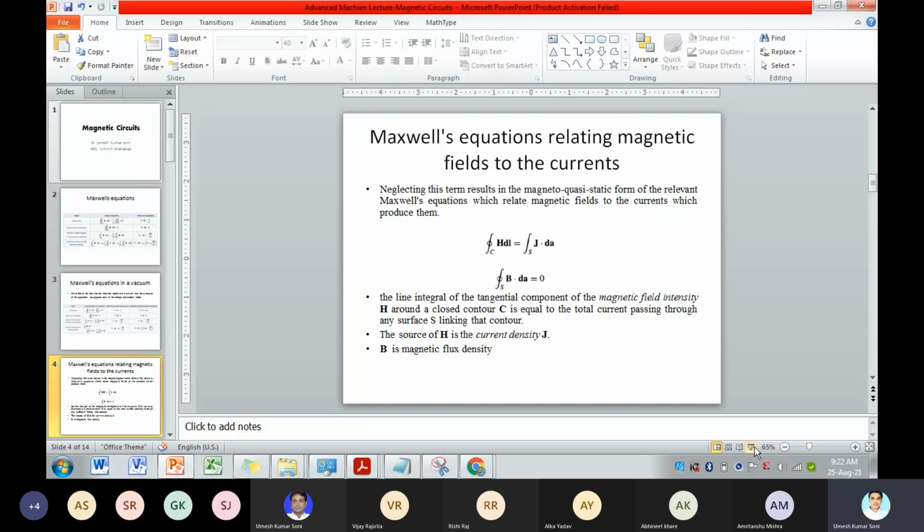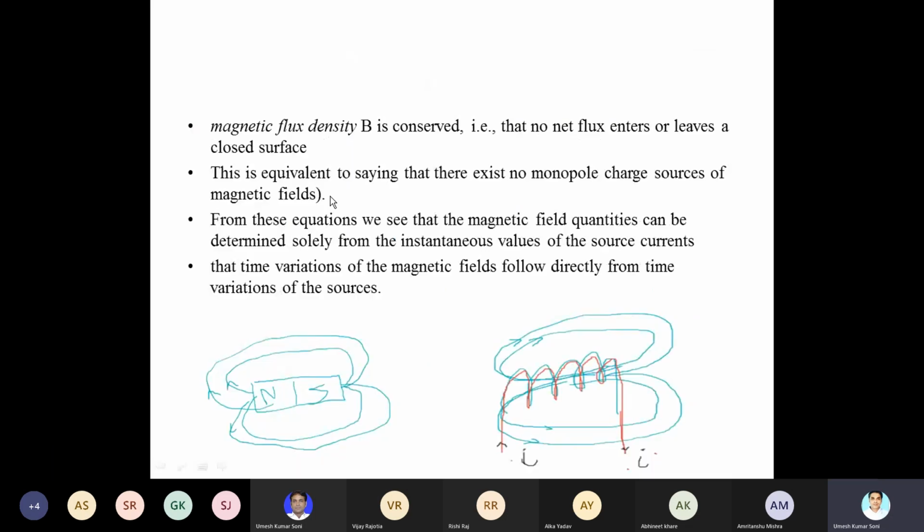Now you come to the next point. Here we can see that the magnetic flux density is conserved, and there is no storage of the total flux, and it is assumed that monopole charge does not exist. Monopole charge or monopole magnetic field is not present.